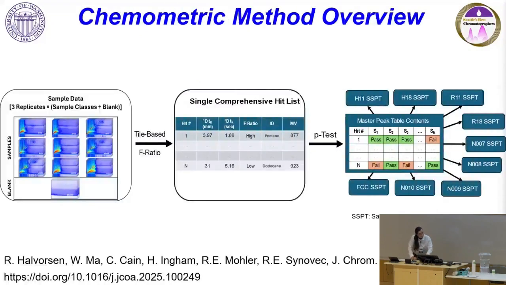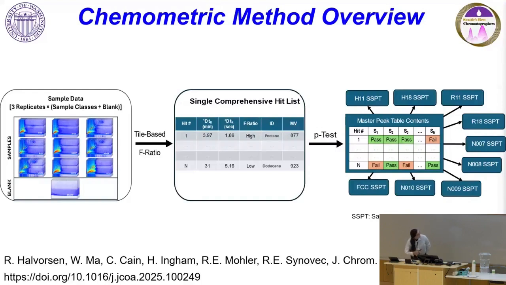Okay, so then on to the chemometric method. Just kind of an overview from the start to the finish. One thing to note, we take all of our samples, so we have 3 replicates of each. We run tile-based F ratio. One thing we do that's not generally typical is that we treat the blank as a sample class. So we have 3 replicates of our blank, and we treat it as a quote-unquote sample class for reasons I'll get into in a minute.